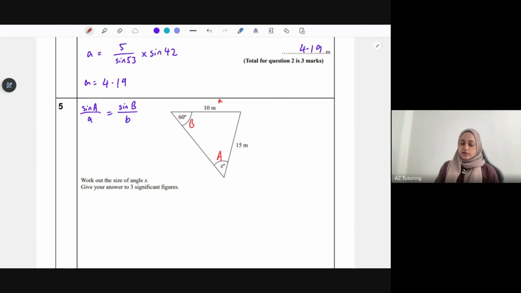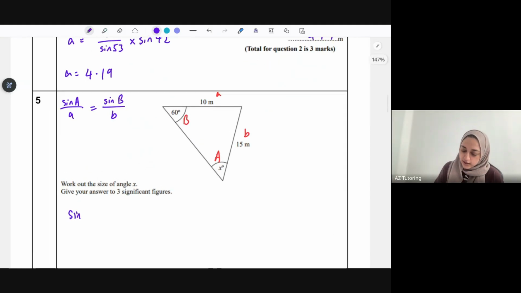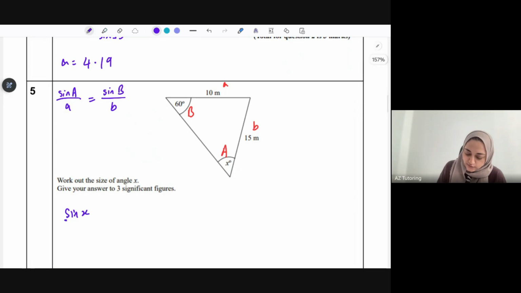And if I call this angle B, then this is length B. Just plug everything into the equation. So we've got sine of our angle A, which is X, that's what we're trying to find, over length A, which is 10, equals sine of angle B, which is sine 60, over 15. Again, this could be a non-calculator paper question because they've got that sine 60. Sine 60 is one of the values that you need to memorize.